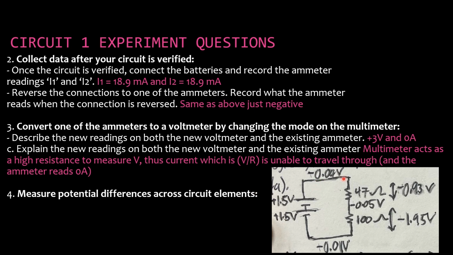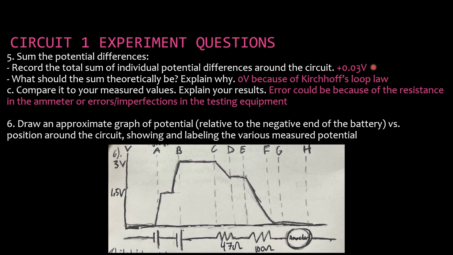It was negative 0.04 volts across this wire, negative 0.093, and a negative 0.195 volts across this section right here for our resistances, and another negative 0.005 volts, and another negative 0.01 volts right here, and then our battery was a collective of positive 3 volts for our circuit. And when we sum that up, we end up getting a positive 0.03 volts.